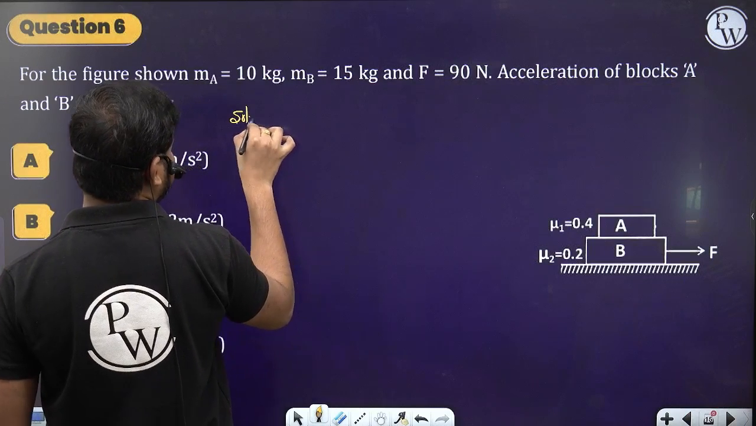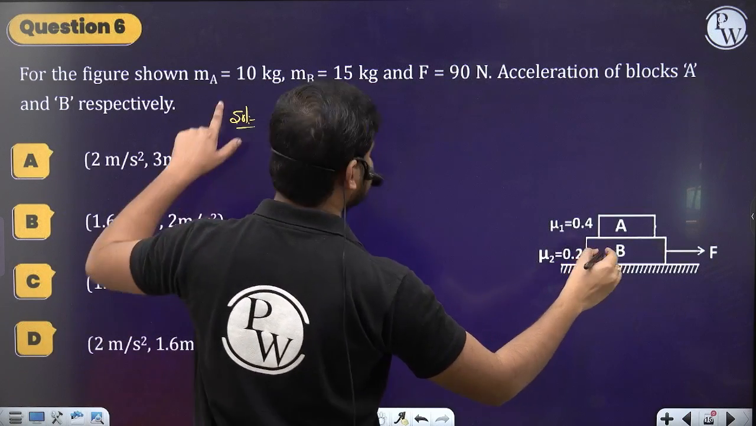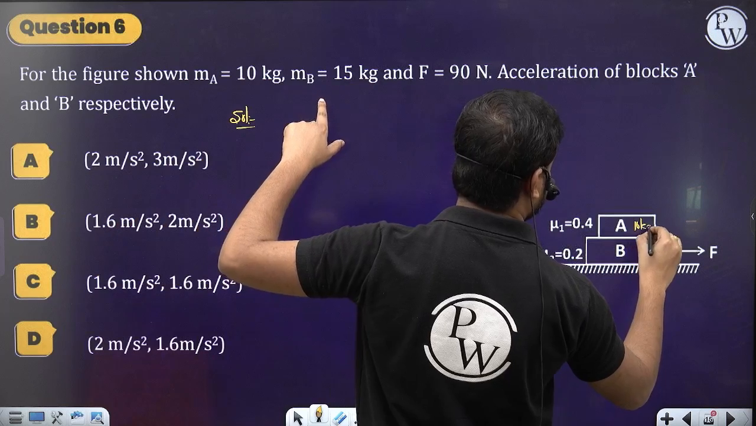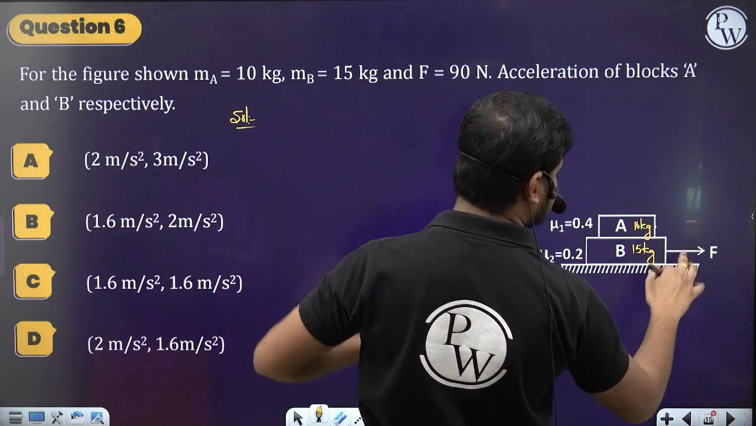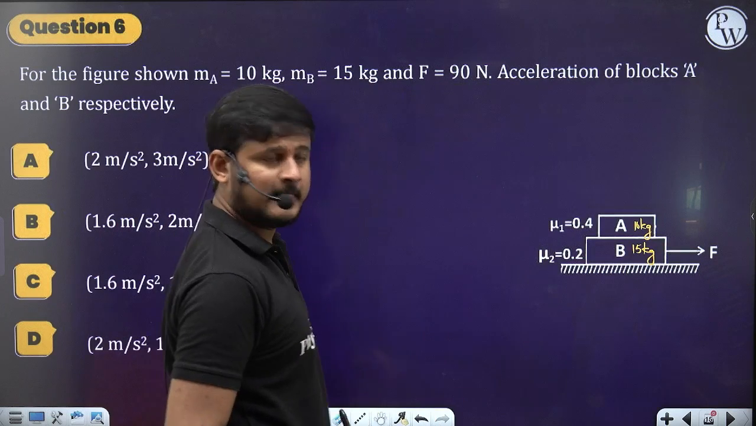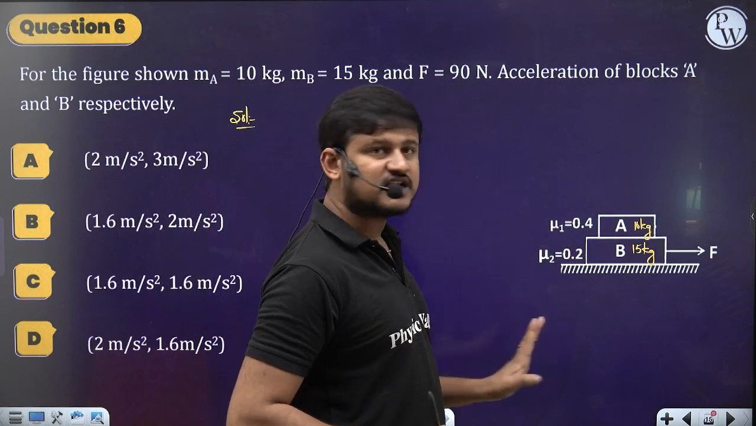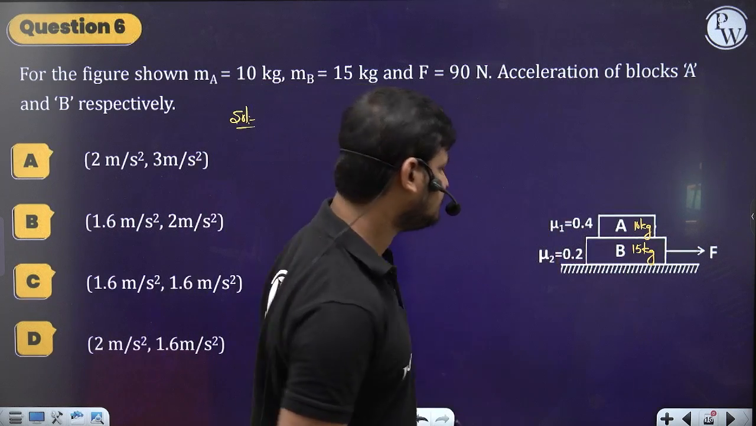There are two blocks again. The mass of block A is 10 kg and this is the 15 kg block. The force is applied on the 15 kg block. Here both the surfaces are rough surfaces, right?